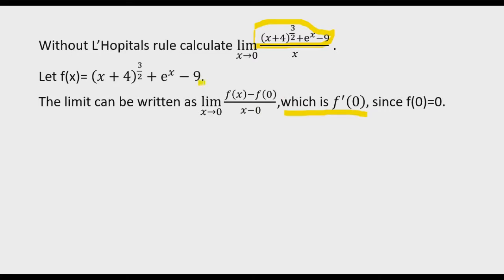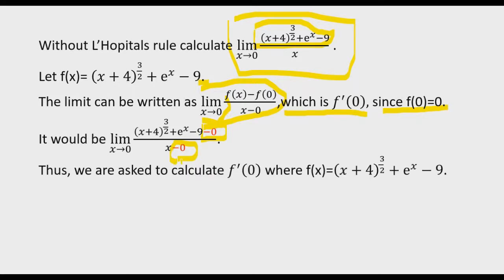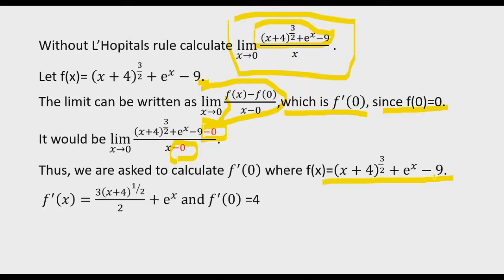And we can write this form in this format. Since f(0) is 0, it would be the limit as x goes to 0 of (x plus 4)^(3/2) plus e^x minus 9, and I just add a minus 0 here and a minus 0 here, and those don't make a difference. Thus we are asked to calculate f prime of 0, where f(x) is this function.